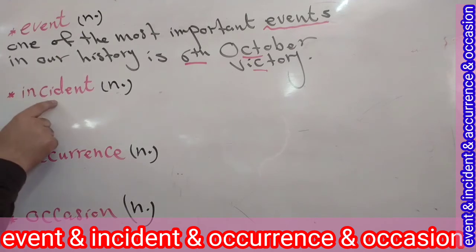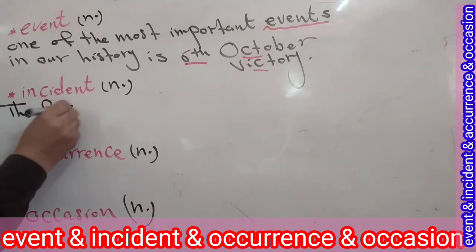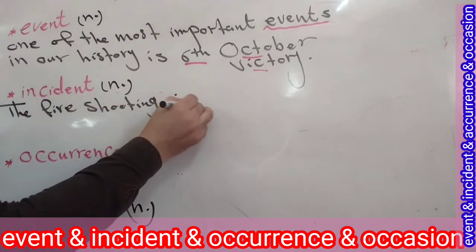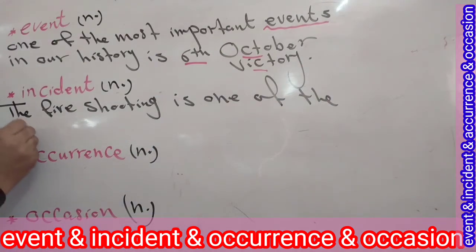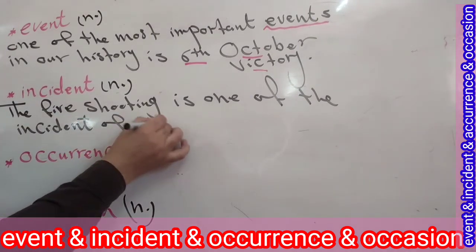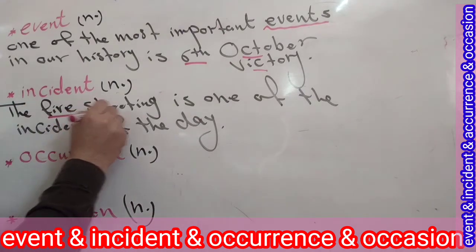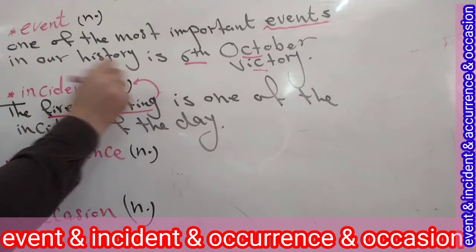Incident. Incident means something that happens, especially something unusual, serious, or violent. For example, when we say the fire shooting is one of the incidents of the day. Here we are talking about fire shooting, which is something serious or violent. So we use the word or the noun incident.